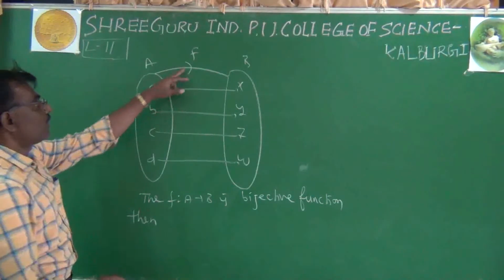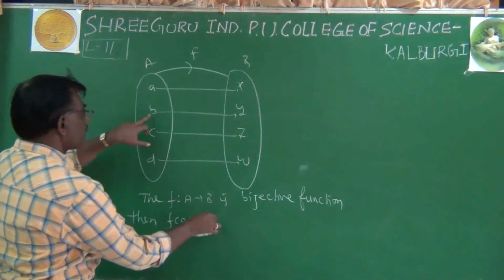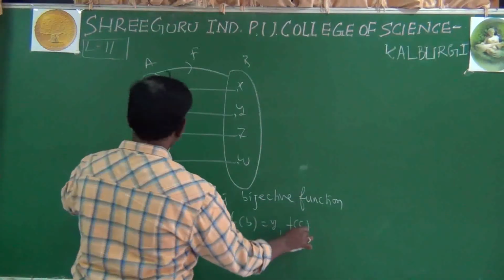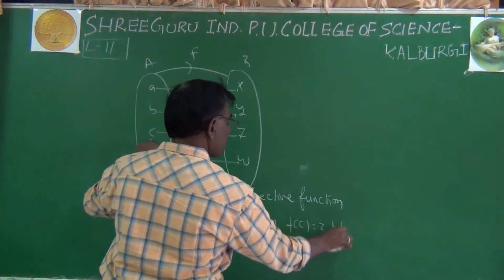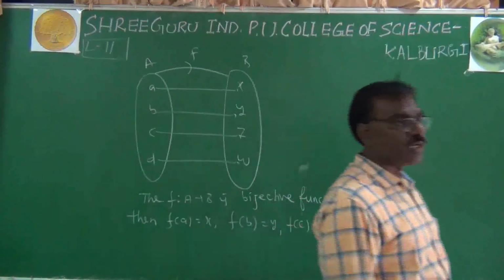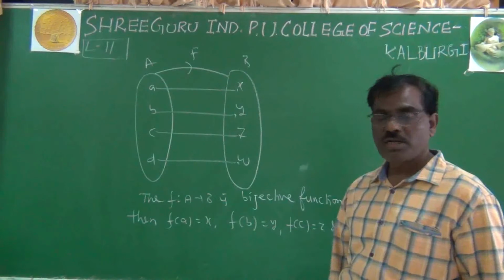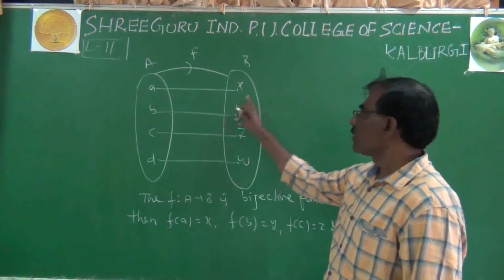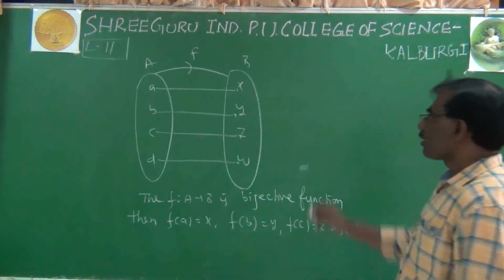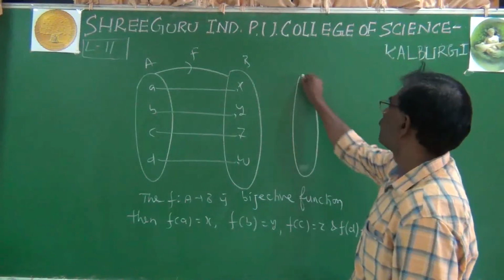Then f of a is x, f of b is y, f of c equals z, and f of d equals w. So the function f from A to B is one-one and onto.